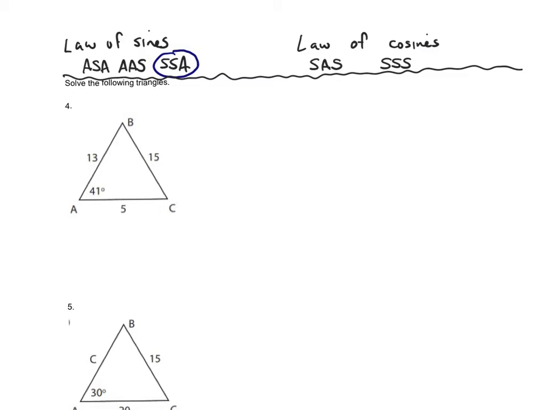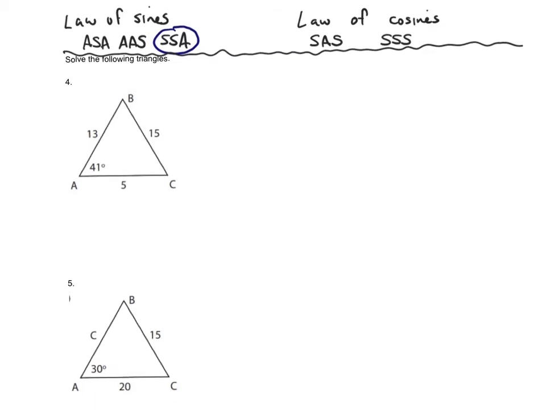So if we look at this first triangle, this one's kind of an interesting one because we have all 3 sides, but we also have an angle. So we have SAS, we also have SSS, we also have SSA. So I'm going to use law of cosines since it has all 3 sides. And law of cosines can be used to find angles or sides. So I'm just going to find, without loss of generality, I think I'm going to find angle B.